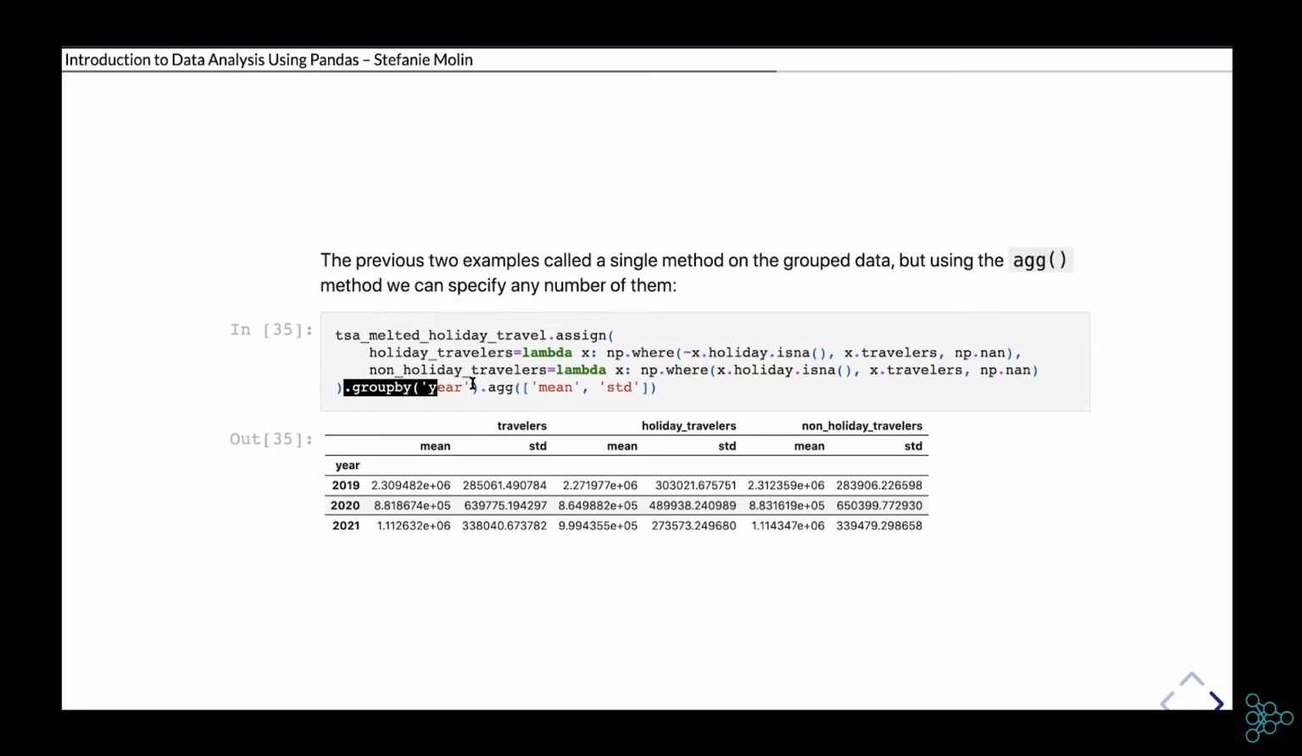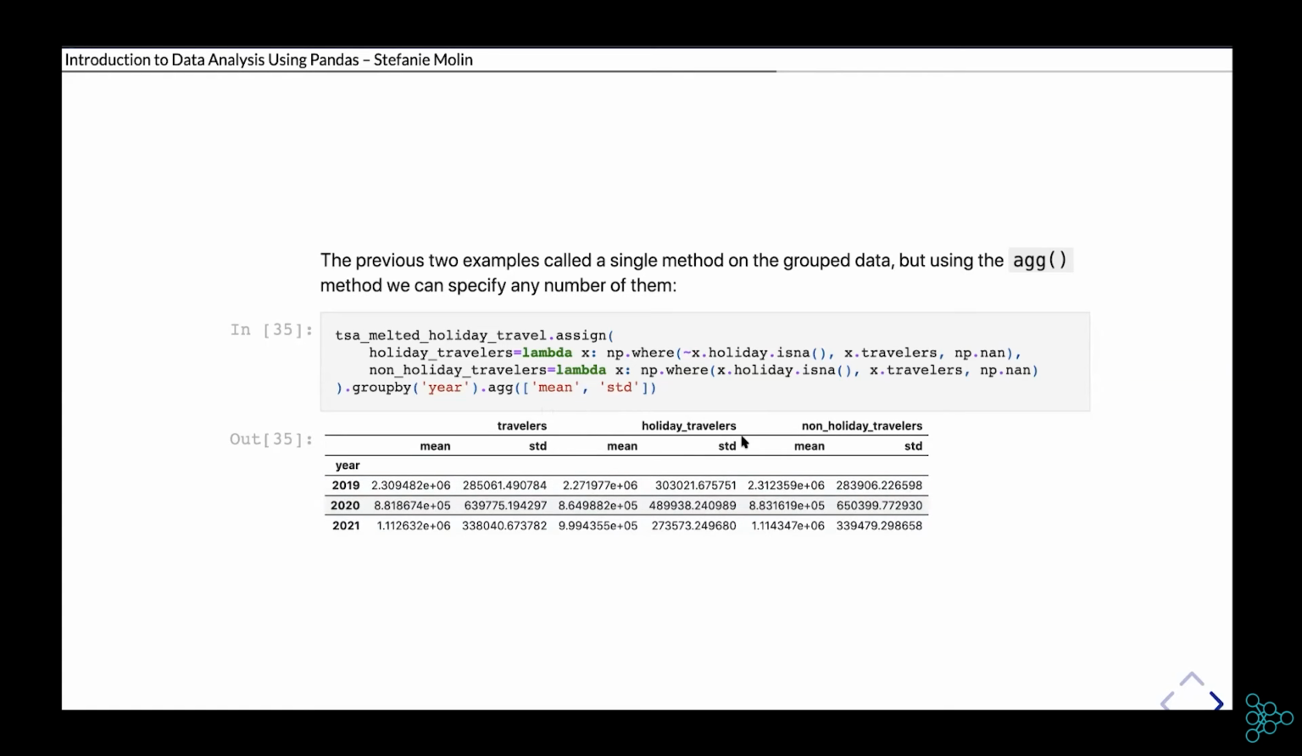So next, we group by the year once again, and then we call ag. This time we're passing in a list of different aggregations to perform. We're specifying mean and standard deviation. And then notice in the result that we actually have these aggregations for 3 columns. These are the 3 columns where mean and standard deviation can be run. These are the 3 numeric columns in the data.